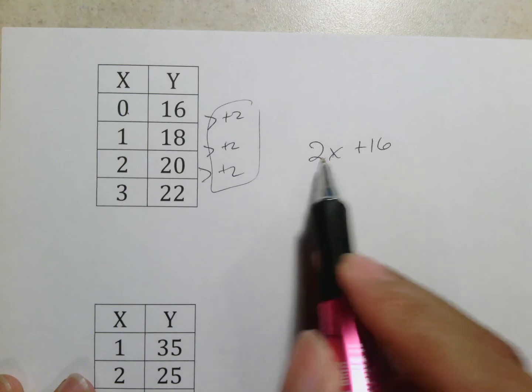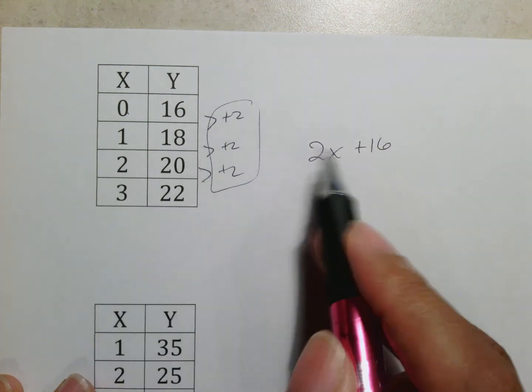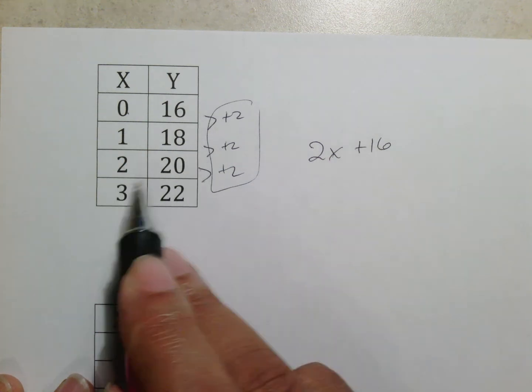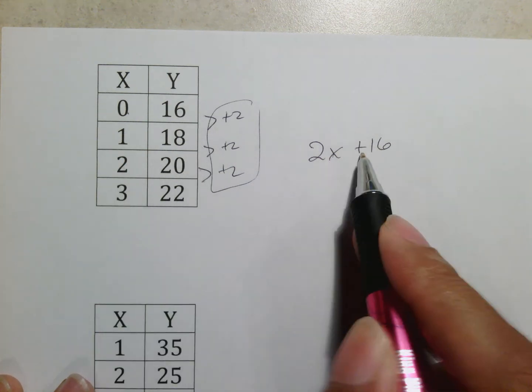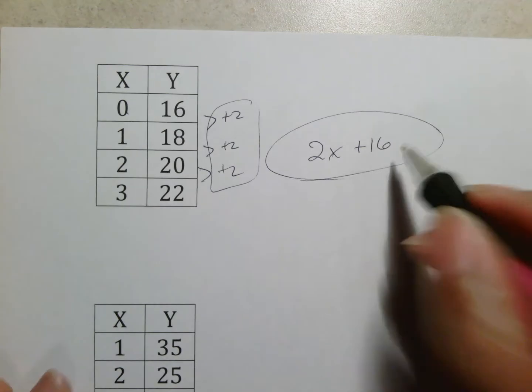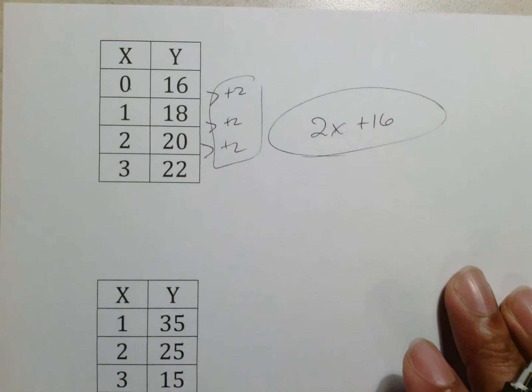So I mentally check that. 2 times 1 is 2. 2 plus 16 is 18. 2 times 2 is 4. 4 plus 16 is 20. 2 times 3 is 6. 6 plus 16 is 22. That would be the way that I turn that into an equation.